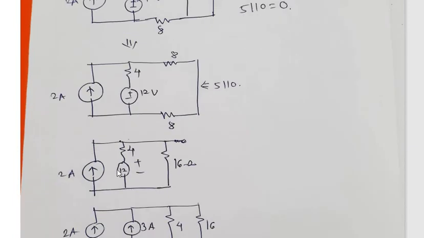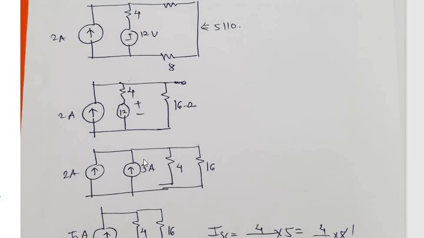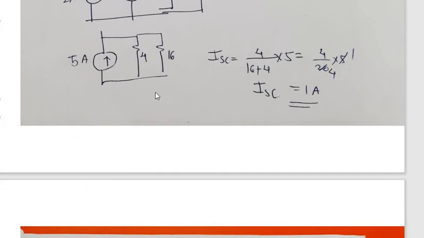And now for the remaining part, we can directly apply the current source conversion, voltage to current source. 2 plus 3 is 5, with 4 and 16. So we can apply the current division rule. Here the short circuit current is equal to the other resistor, that is 4 divided by 16 plus 4, into 5. So the short circuit current comes out to be 1 ampere.